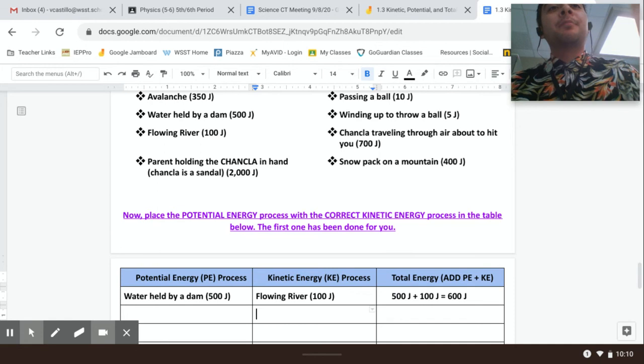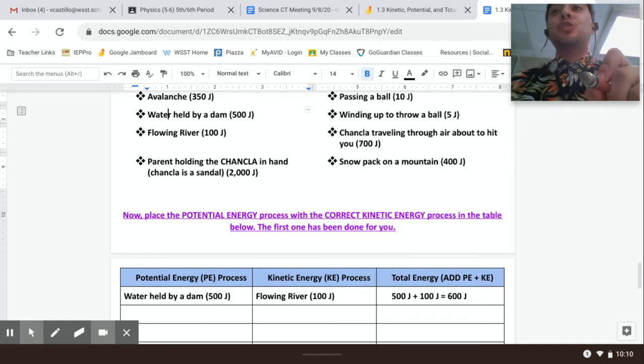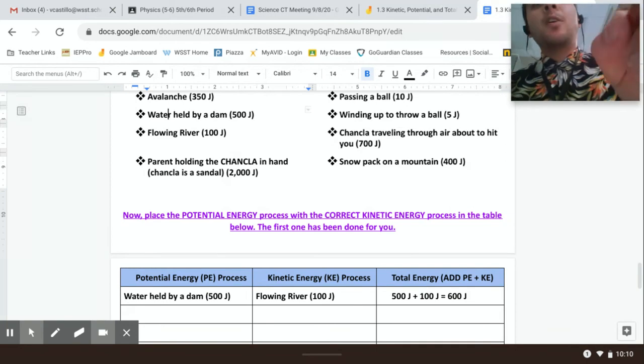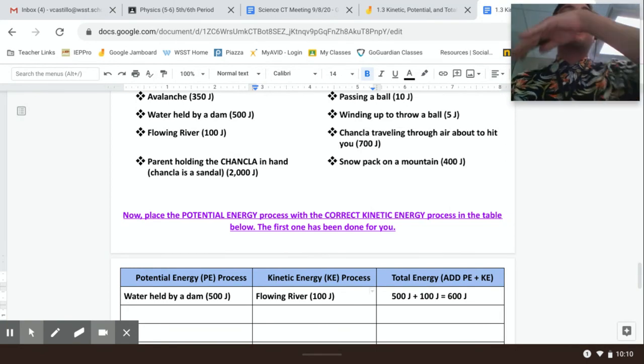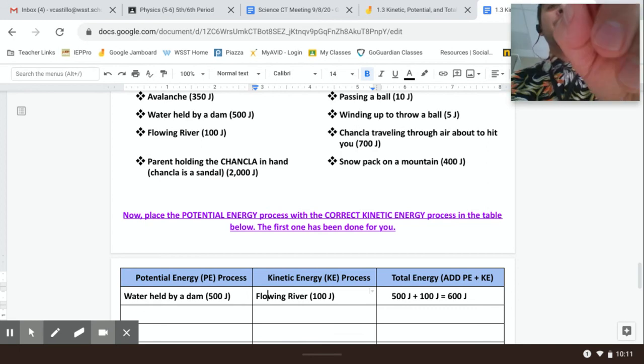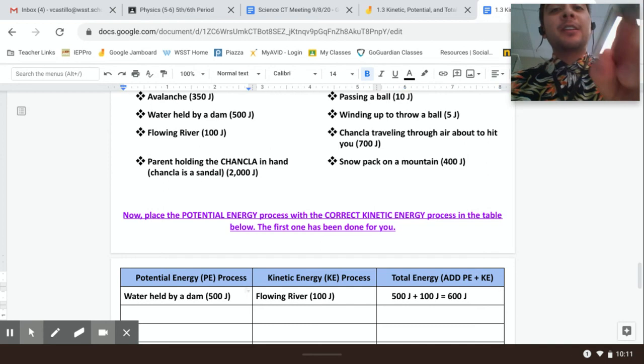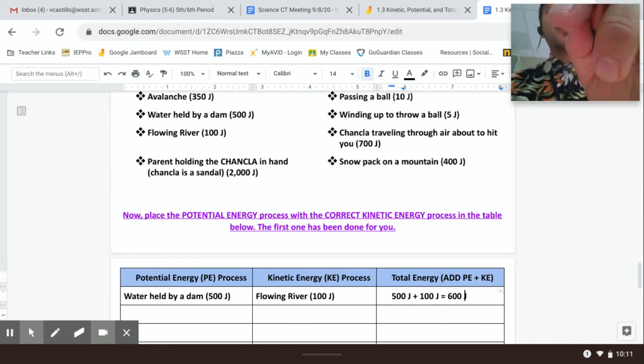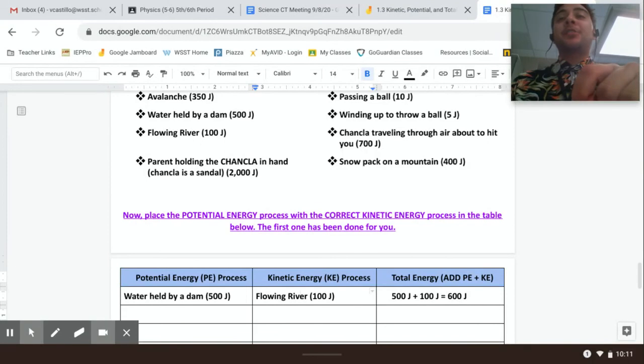For example, water held by a dam. There's about 500 joules of energy. If the water is being held, that means the water is not moving, so that means potential energy. But when the river is flowing, the water is finally moving, that's kinetic energy. So you put that under the kinetic energy process. And what's total energy? You just add them both together. 500 plus 100 joules of energy equals 600 joules of energy. So there was a total amount of 600 joules of energy: 100 joules of kinetic energy from the flowing river, and 500 joules of potential energy from the dam holding the water.